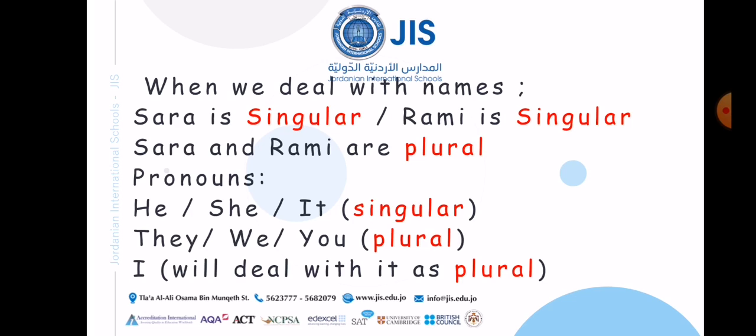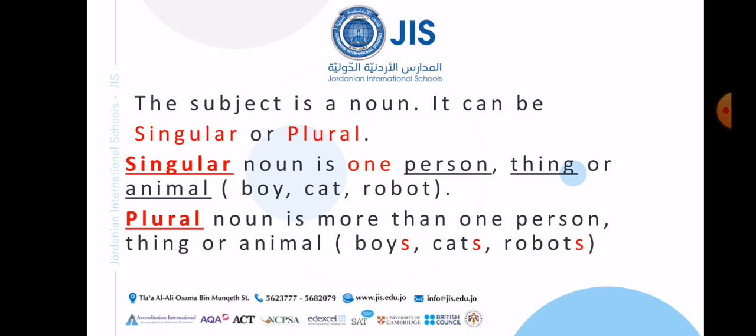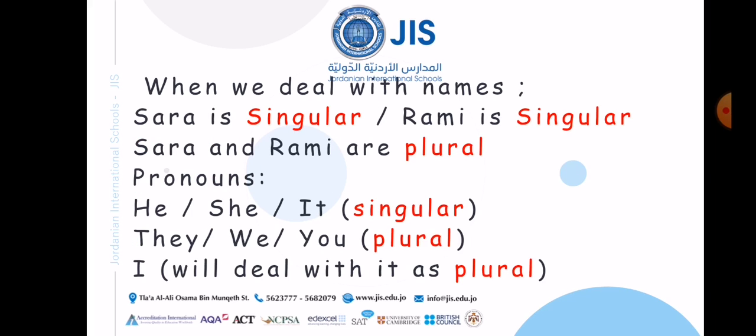When we deal with names, teacher, also names of persons, they are sometimes singular and sometimes plural, depending on who the subject is. For if I say Sarah, Sarah, teacher, is singular because Sarah is one girl. So Sarah is a singular noun. Rami is singular because Rami is one person. So he is one person, he is singular. But when I say Sarah and Rami, they are plural.